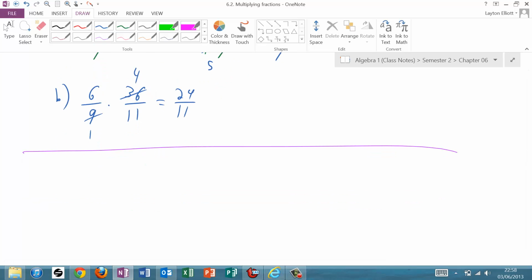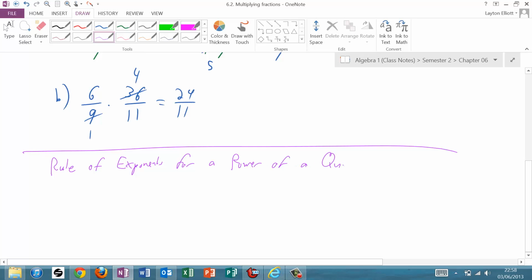Let's kind of go with some basics here. We have the rule of exponents for a power of a quotient. Okay, I feel like sometimes when I say that I'm speaking a foreign language here. Exponents are the things you raise, powers are also the things you raise, and quotient means division.